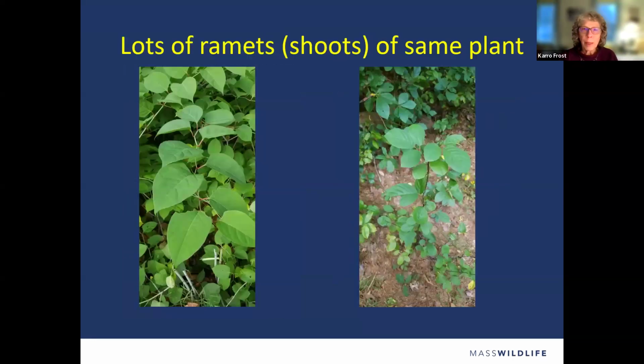So, lots of ramets, lots of shoots from the same plant. We've got Japanese knotweed. That sends up lots of things. You cut it down and it comes up in lots of different places. Same thing is true for glossy buckthorn. You cut it down and it'll come back up, sending shoots from other places. Something to watch for.